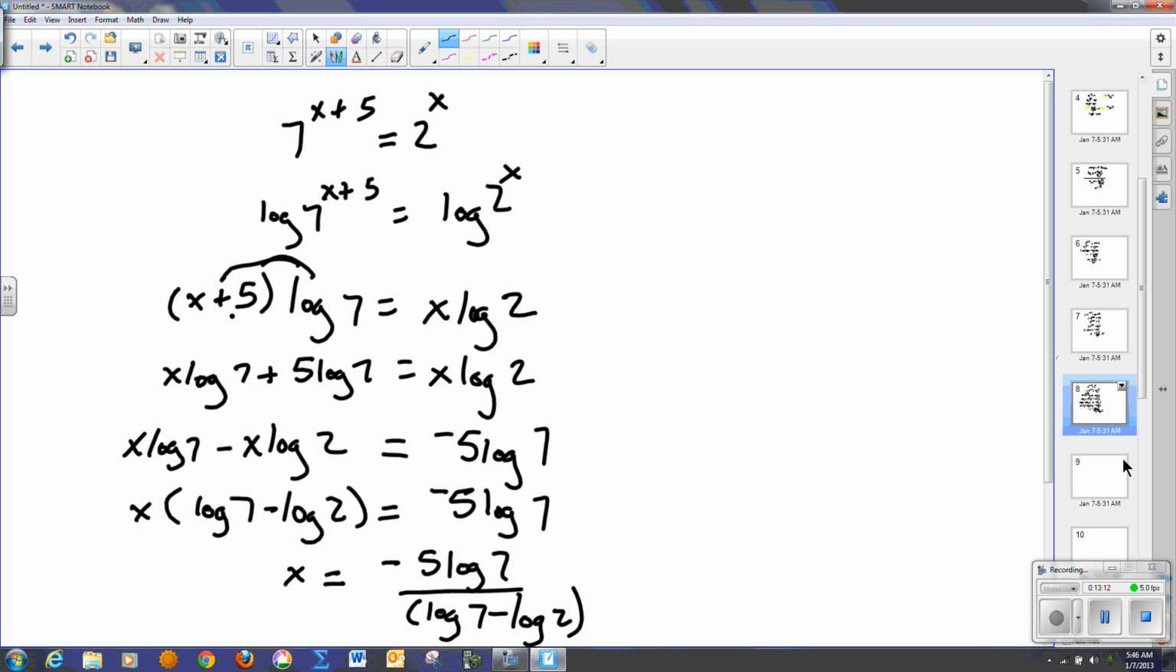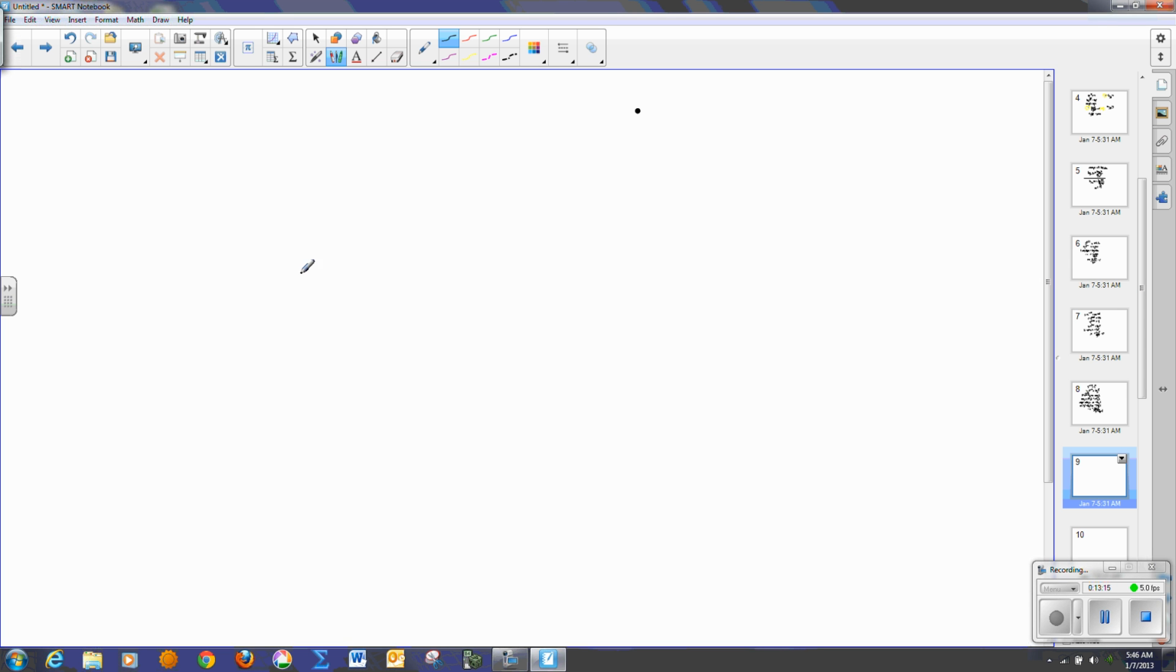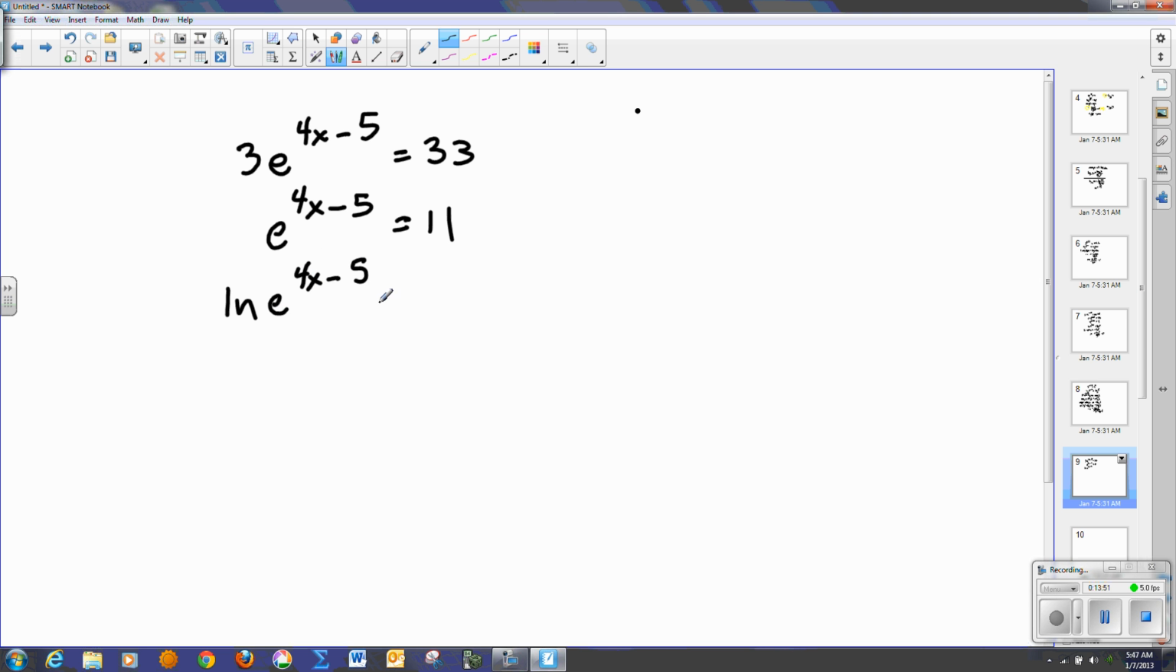Last example. Say I have 3 e to the 4x minus 5, and that's equal to 33. First step, get rid of the 3. So 11 is equal to e to the 4x minus 5. Now, since the base is e, I'm going to use a log of a different base on both sides. I'm going to use the natural log, and I'll show you why in a second. Anytime I have an e in my problem, I'm going to use a natural log.